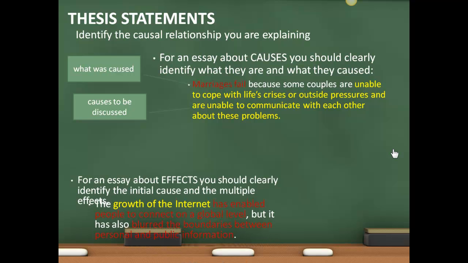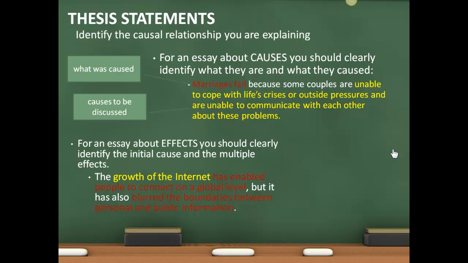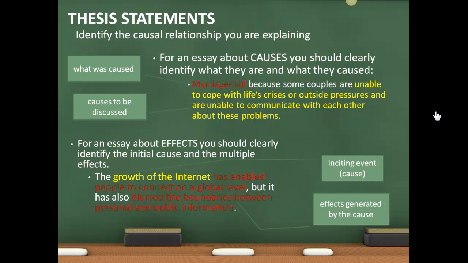Now, if we were writing an essay about the effects, you're going to identify the initial cause and then the multiple, the domino, the effects after that cause. So we have, the growth of the internet has enabled people to connect on a global level, but it has also blurred the boundaries between personal and public information. So we have our starting event, the growth of the internet, and then we have the effects of that. Okay, people connect on a global level. We have blurred boundaries between personal and public information. So again, just two effects listed there.